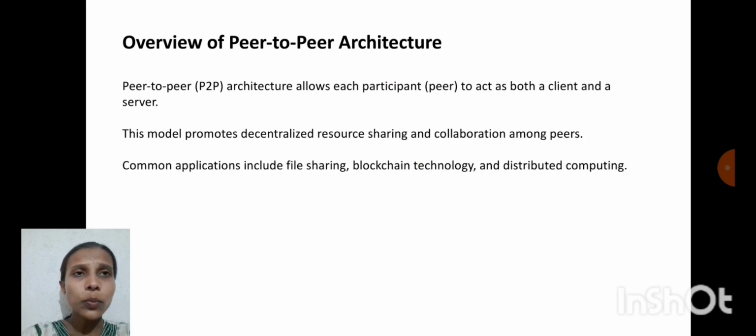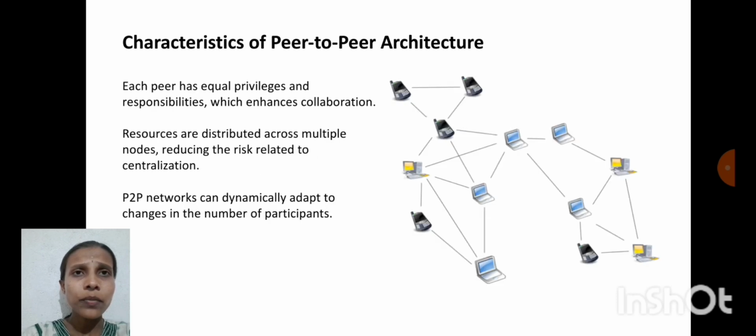Overview of peer-to-peer architecture. Peer-to-peer architecture allows each participant to act as both a client and a server. This model promotes decentralized resource sharing and collaboration among peers. Common applications include file sharing, blockchain technology, and distributed computing.